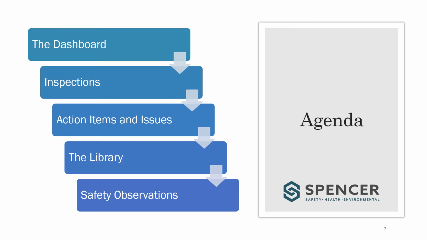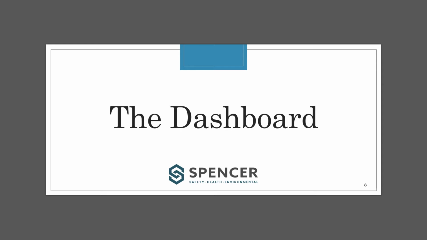So in this webinar, we're going to discuss program features available within MyMomentum. We're going to talk about the dashboard, which is what you see when you open the site, inspections that can be completed in the program, action items and issues. We'll discuss how those work and how you can assign those to other users, the library and what that entails, and safety observations. So first, let's talk about the dashboard.